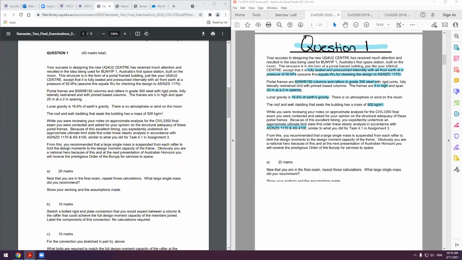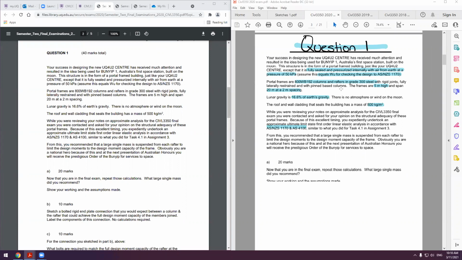So from this, we've got an internally pressurized building. He says that it's similar to wind design in AS1170. That's important to notice, because when you're going through, you're going to have to look at your loading combinations. And he said it's equal to WU. So essentially, this is our internal wind pressure.